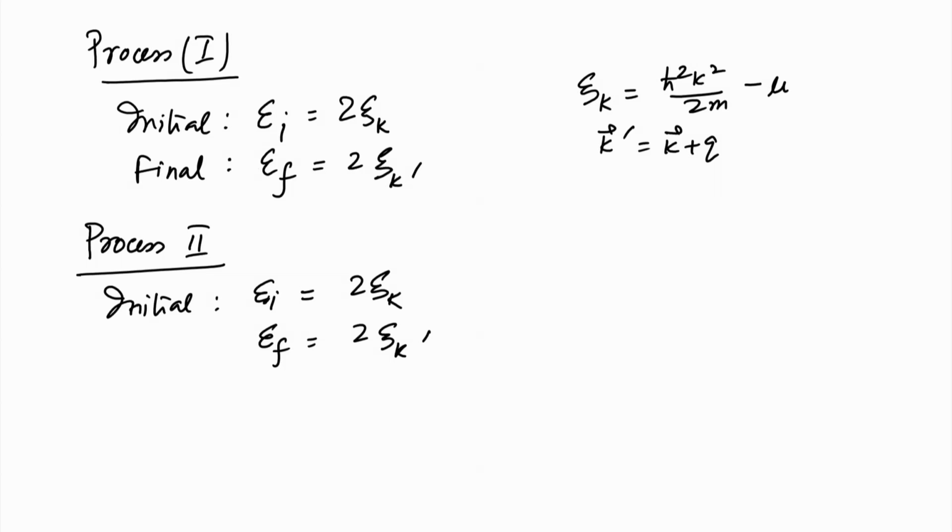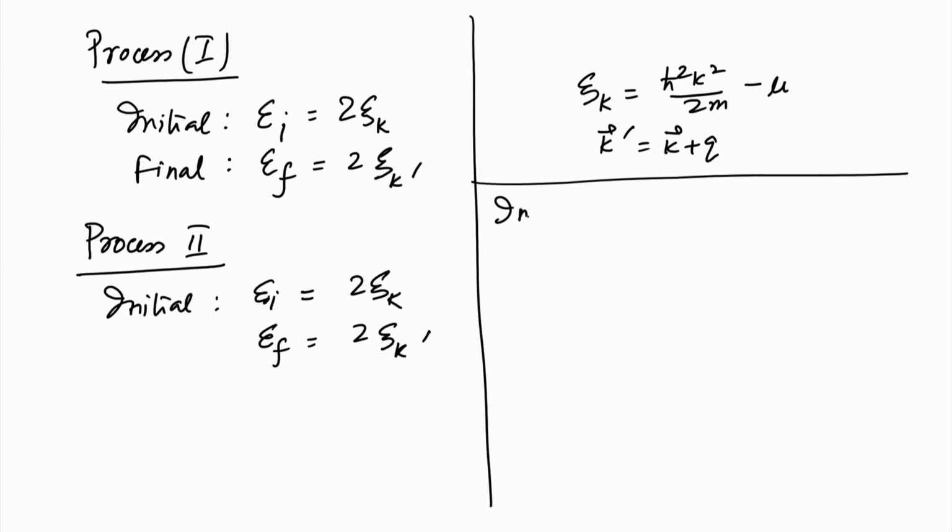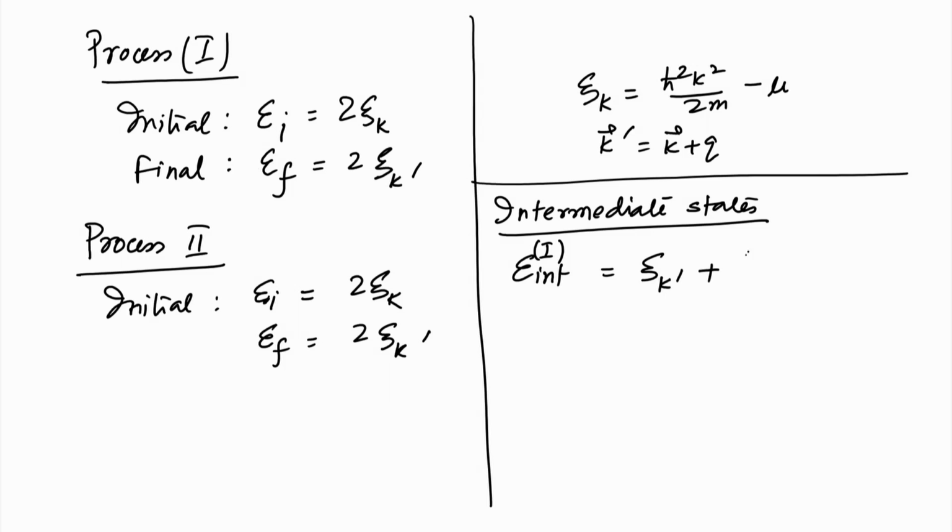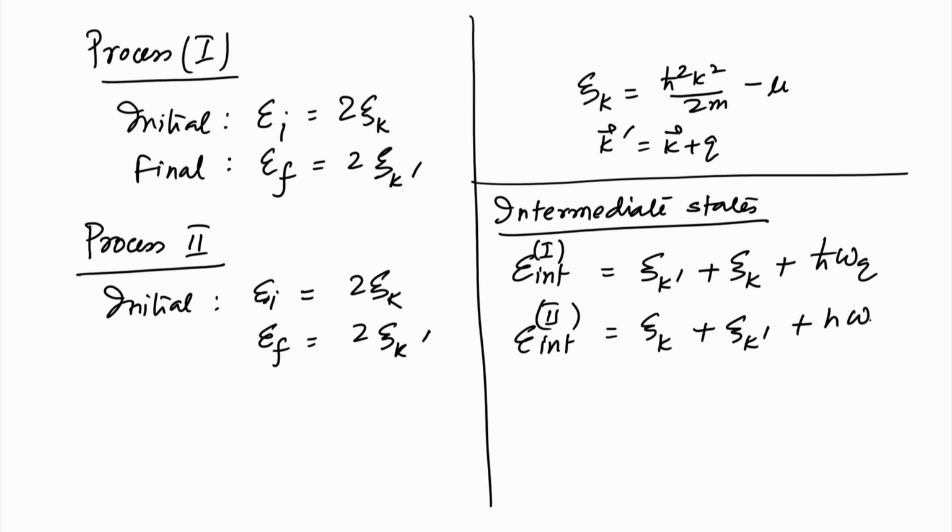And so, even if the initial and the final states are the energies are same. The initial and the final states are same, but the intermediate states are different. And let us see the intermediate state. So, for process 1, the intermediate is equal to xi k prime plus xi k plus h cross omega q, and for the second one it is equal to xi k plus xi k prime plus h cross omega q. So, energies are still same of the intermediate state.